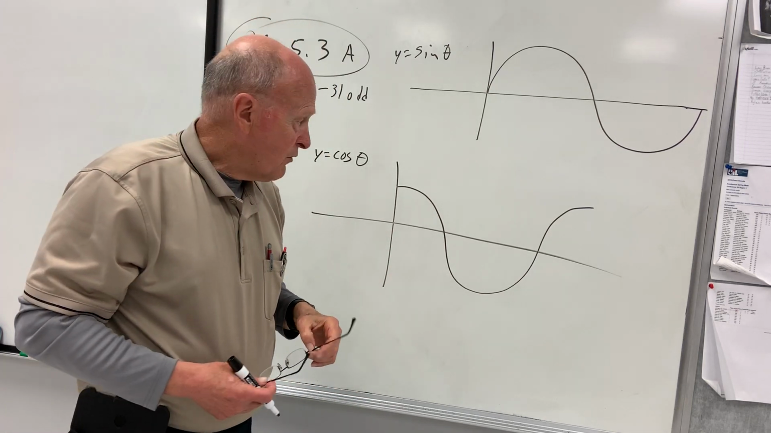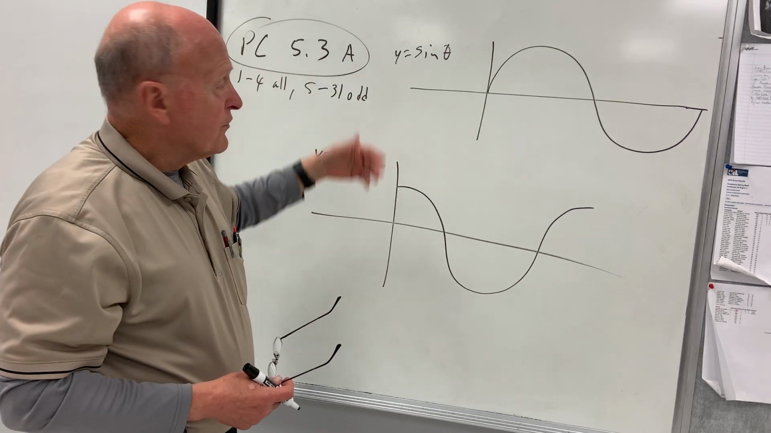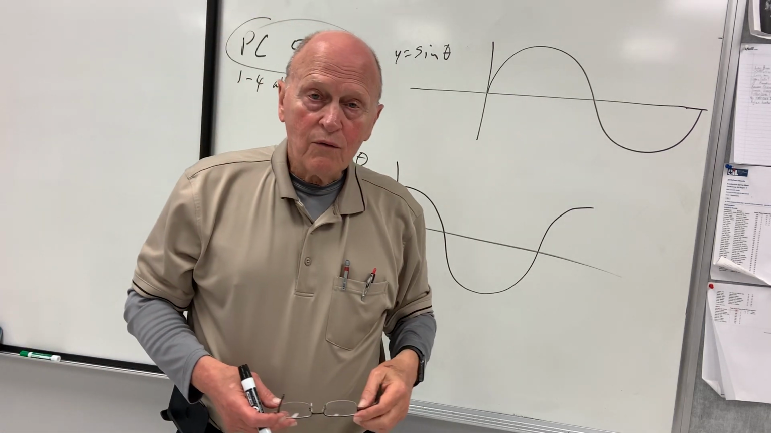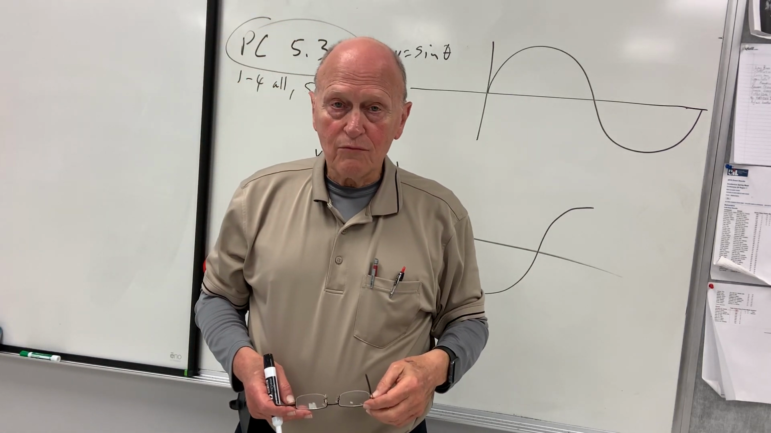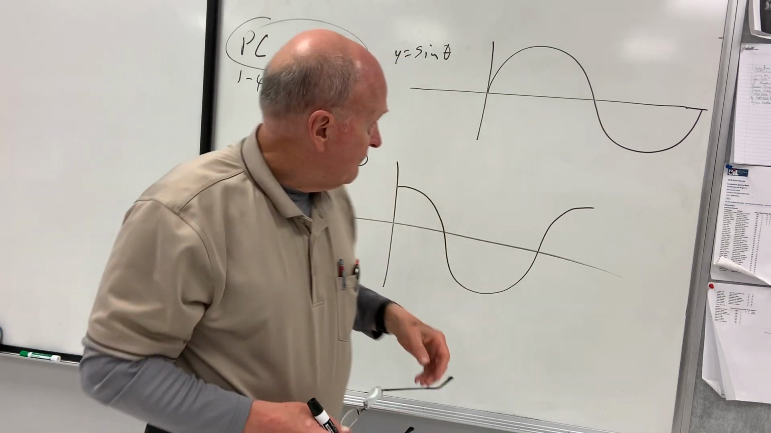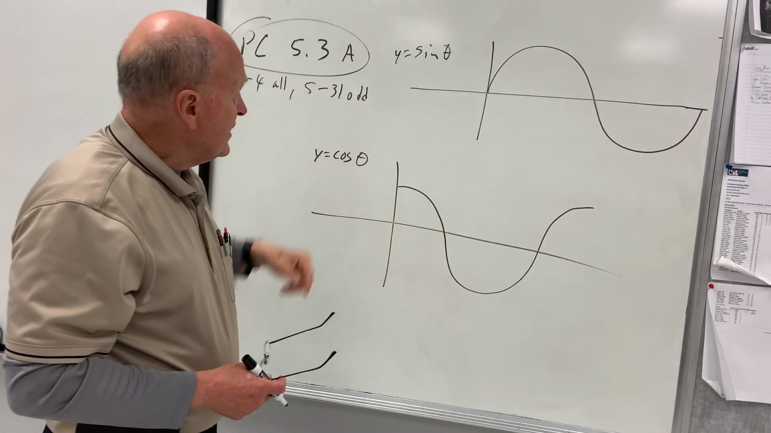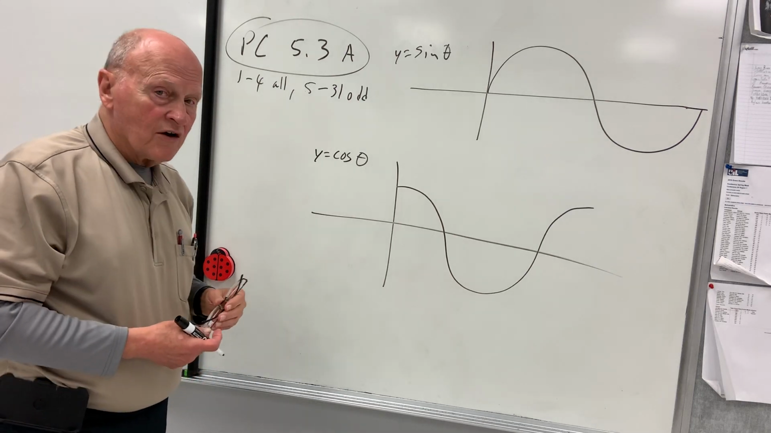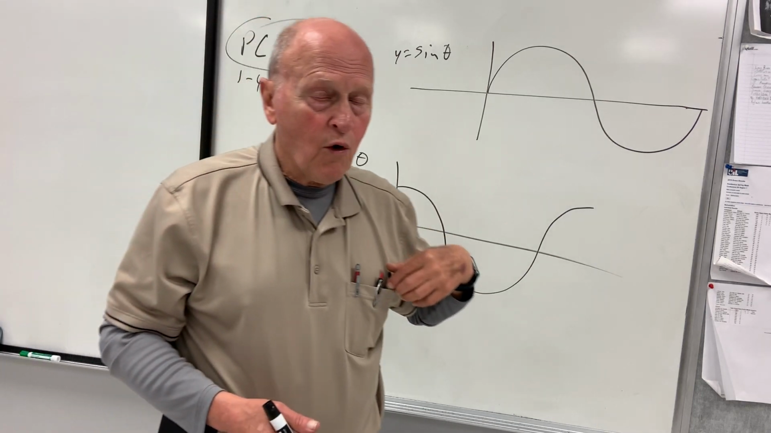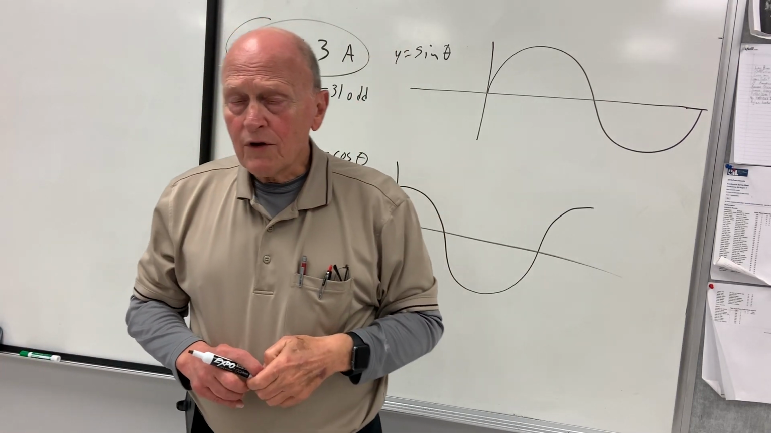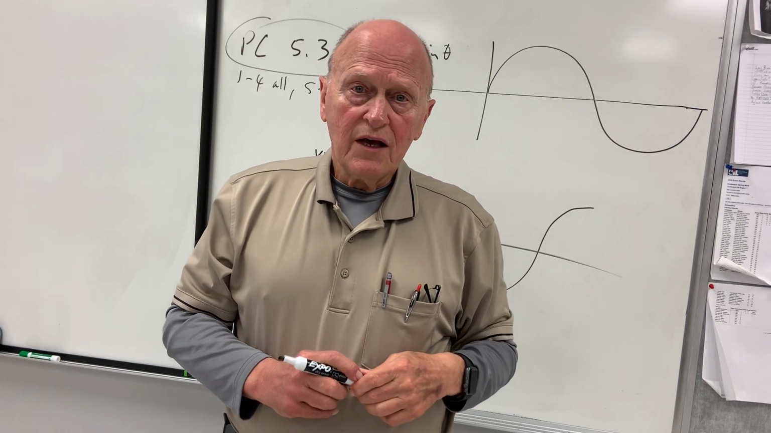But in the morning, then we're going to do 5.3B. And we'll add to the assignment tomorrow for that. But right now, we're going to go through 5.3A. Now, on these, there are 6 trigonometric functions. And before we get through, you're going to be able to graph all 6.